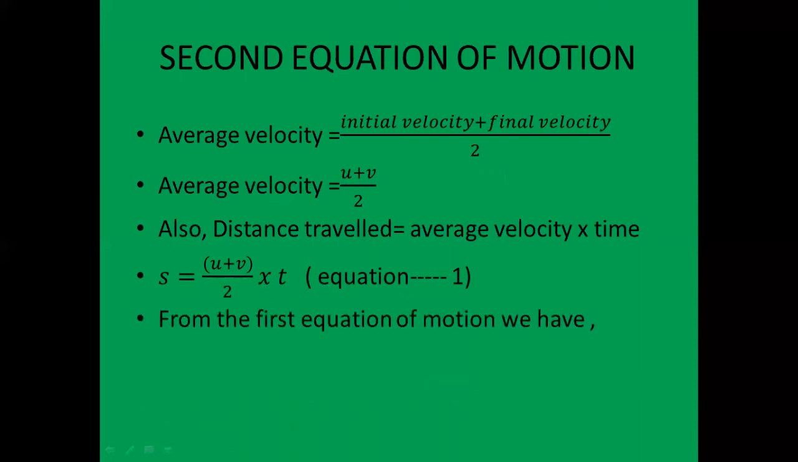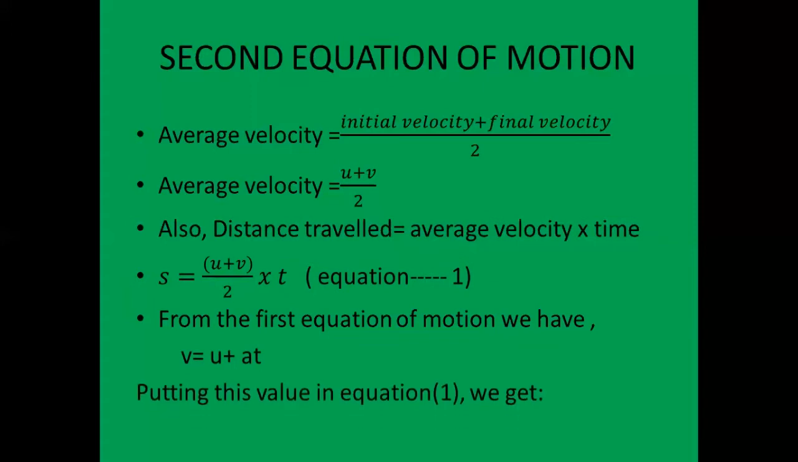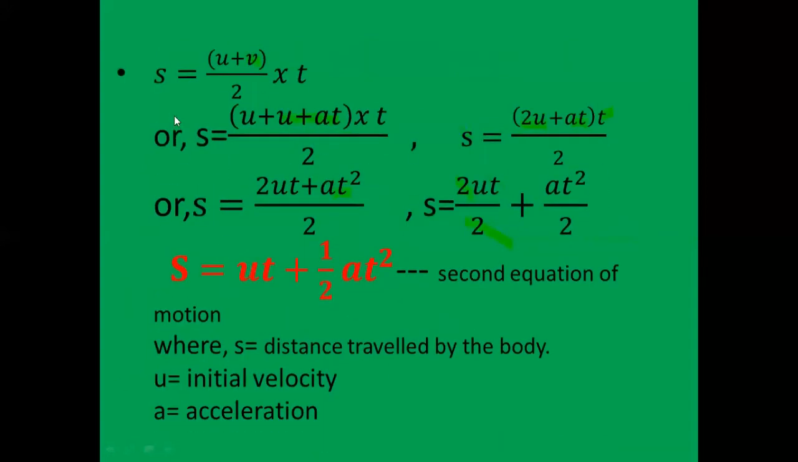From the first equation of motion we have v is equal to u plus at. Putting this into equation 1, we can put the value of v in the equation s is equal to (u + v)/2 times t. So instead of v we write u plus at, and we get s is equal to (u + u + at) times t divided by 2.